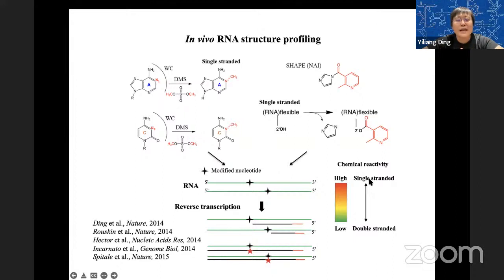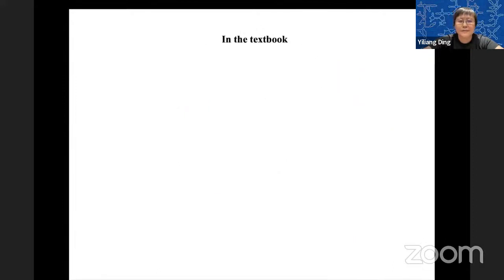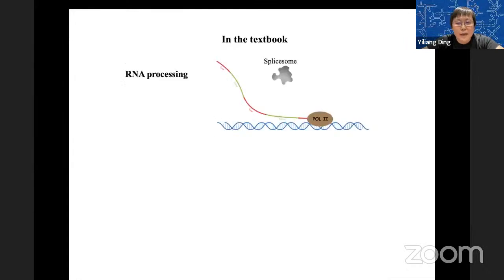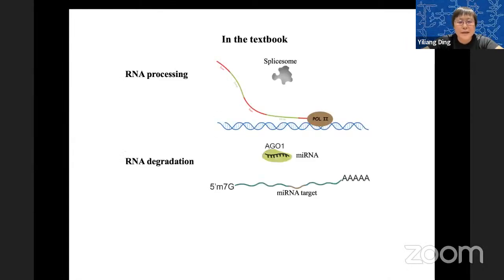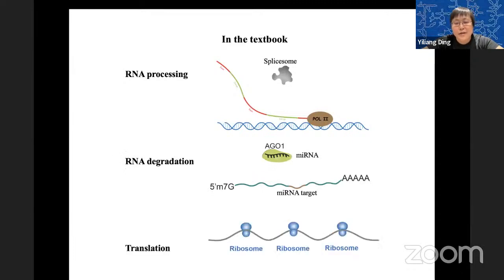So now with this kind of powerful in vivo RNA structure studying method, we thought, okay, maybe we can start to explore the functionality of RNA structure in living cells. So now we take a look at the textbook. We know RNA is involved in really important biological processes such as RNA processing, RNA degradation, and also translation. Again, if you look into all these textbooks, you can see these RNAs were all drawn as single lines. So do they really look like that in living cells? So now we can revisit the textbook with our powerful method.